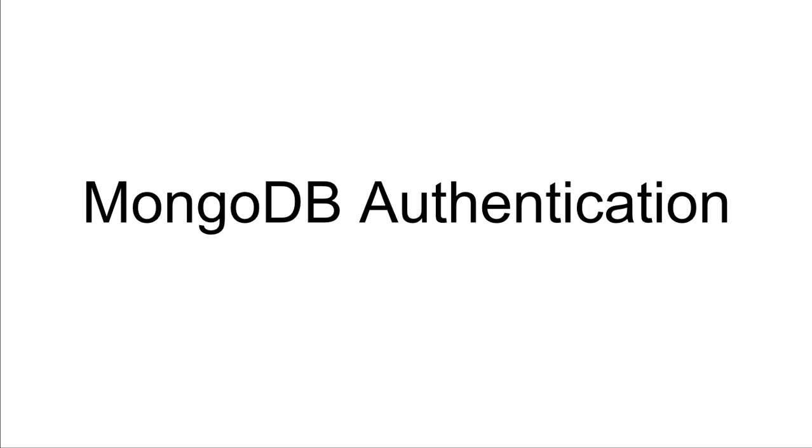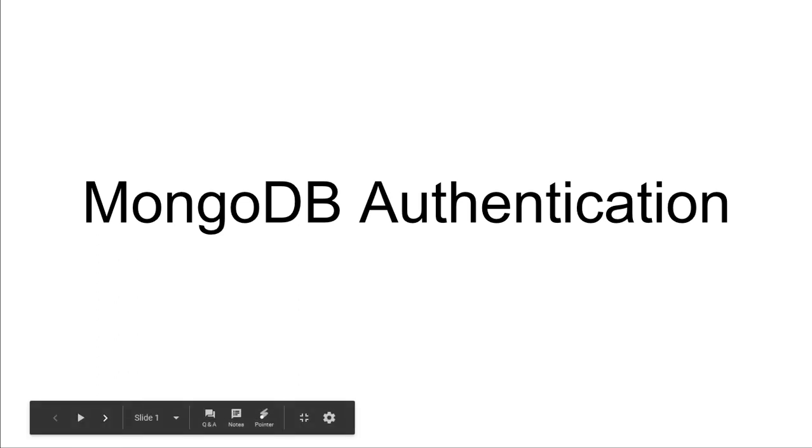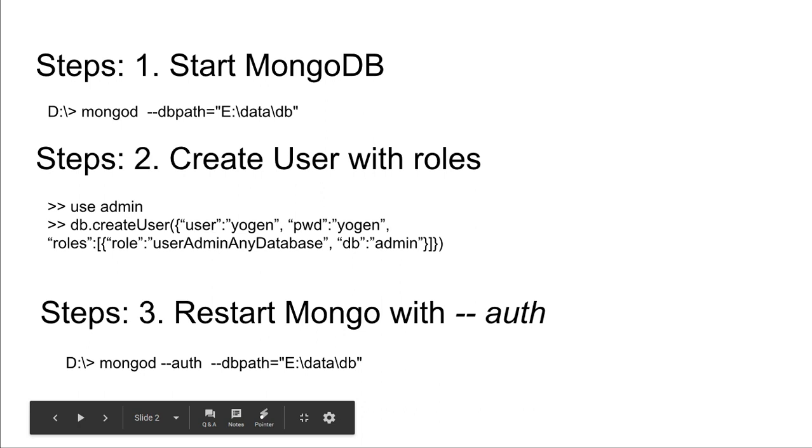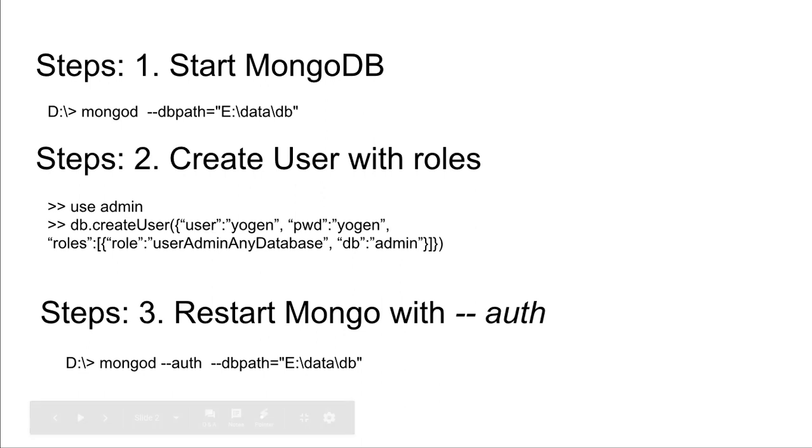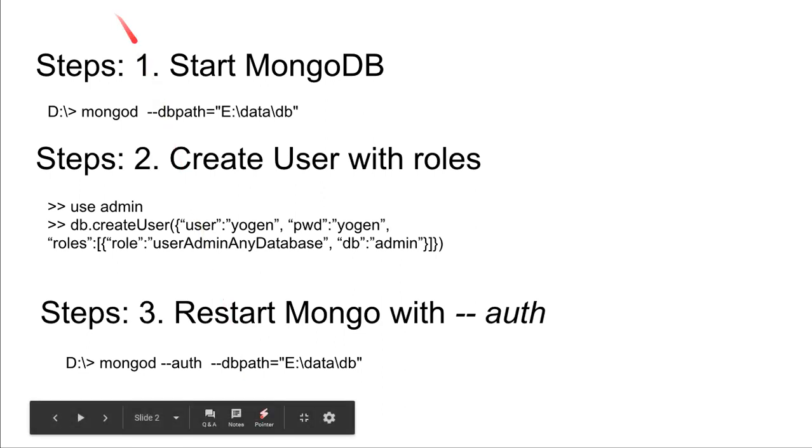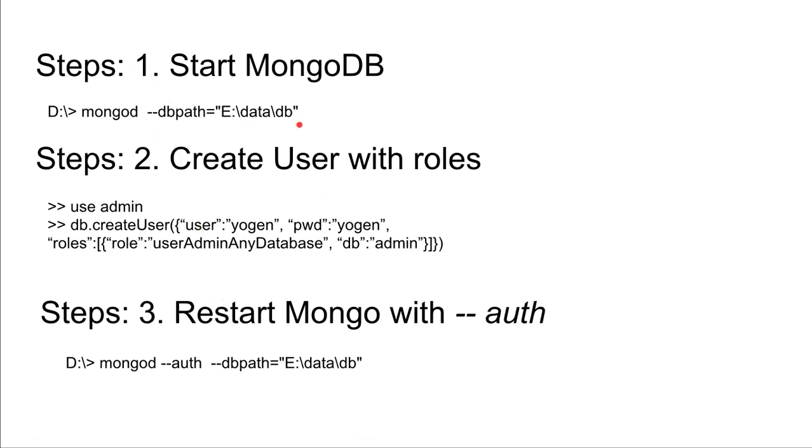Today I'm going to show you how to authenticate the MongoDB database. So now let's first start our MongoDB instance. To start the MongoDB instance, we just call the MongoDB daemon, mongod, and then we specify the dbpath. Okay, so let's start the MongoDB database first.